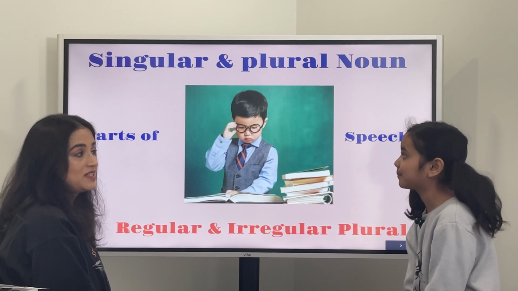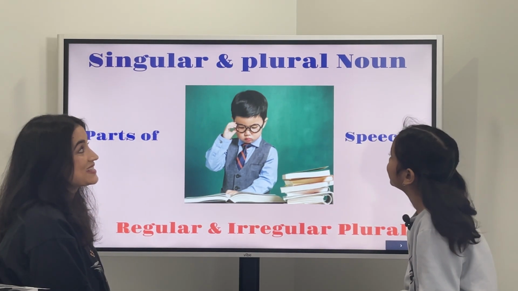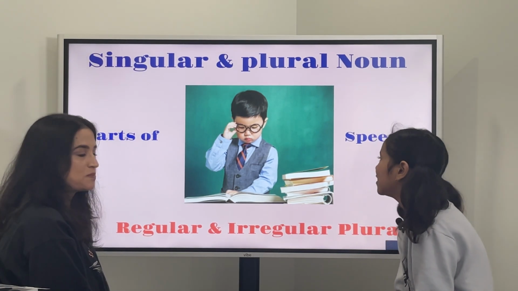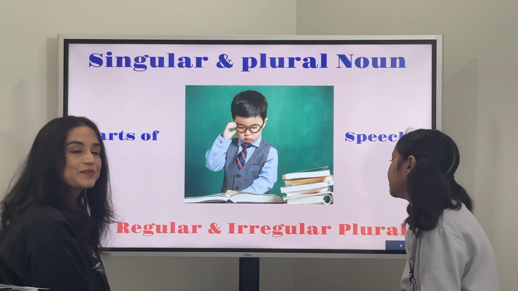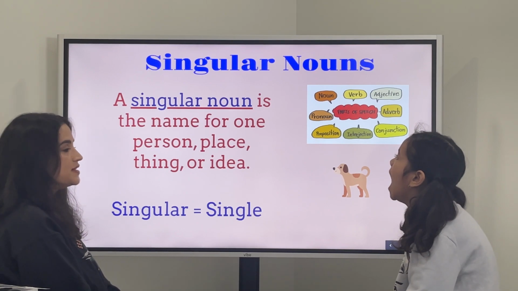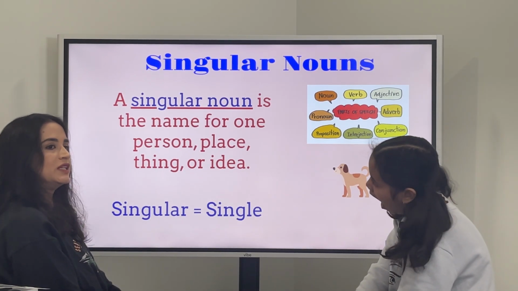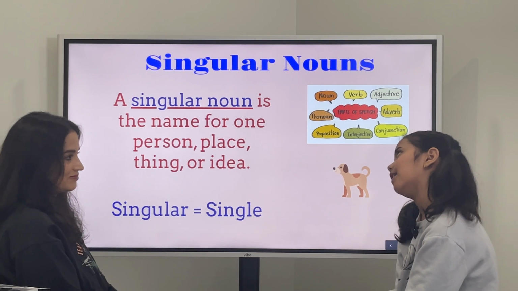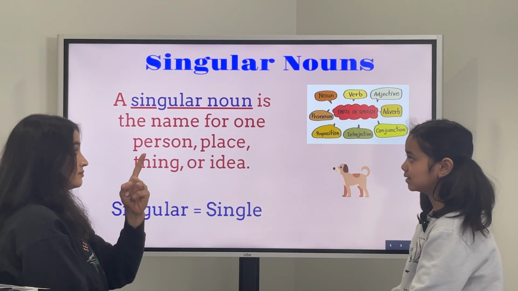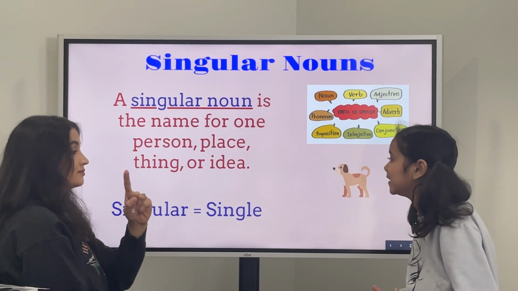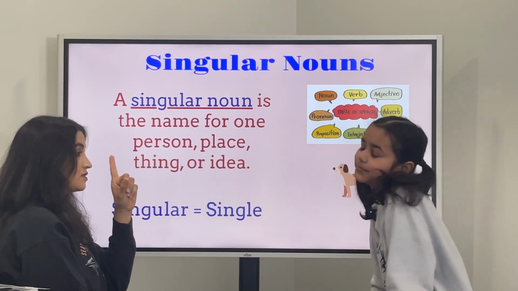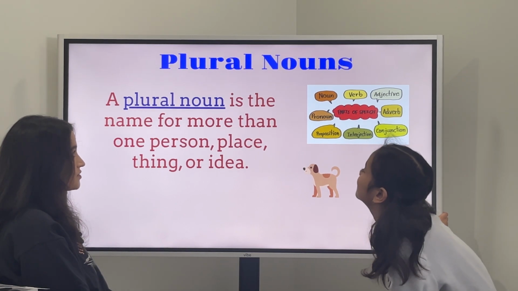In this video, we're going to talk more about singular and plural nouns, part of the parts of speech, regular and irregular plurals. Singular nouns, so what is it? What do you know about singular nouns, Lina? A singular noun is the name for one person, place, thing, or idea. Yeah, singular means single. The key word is one.